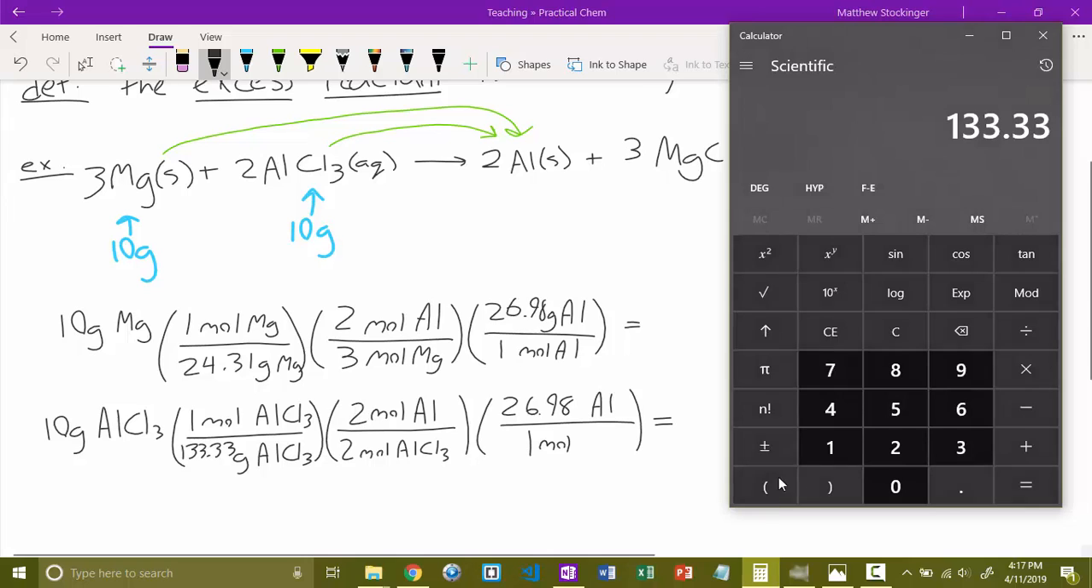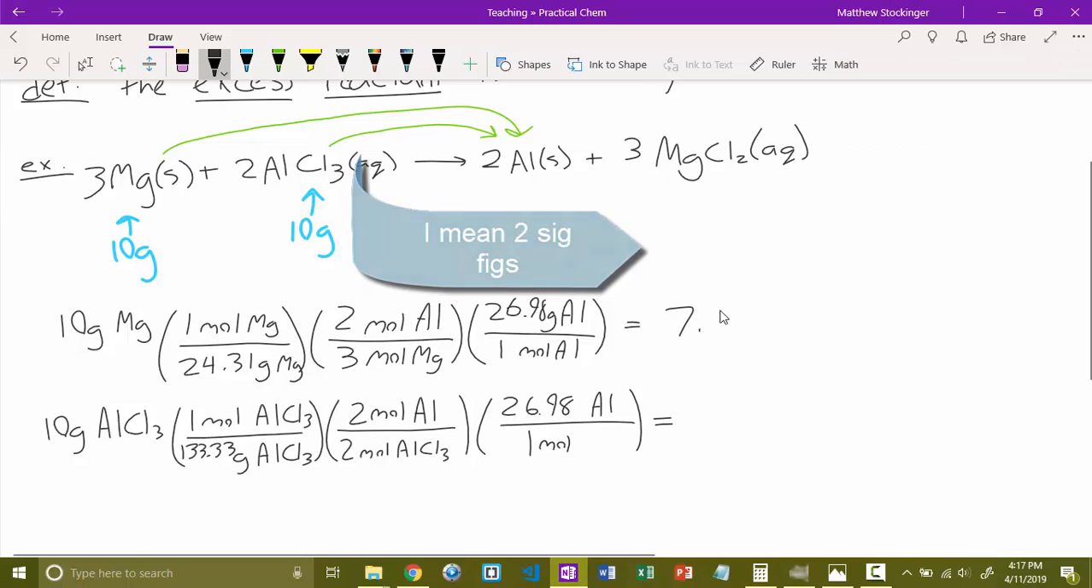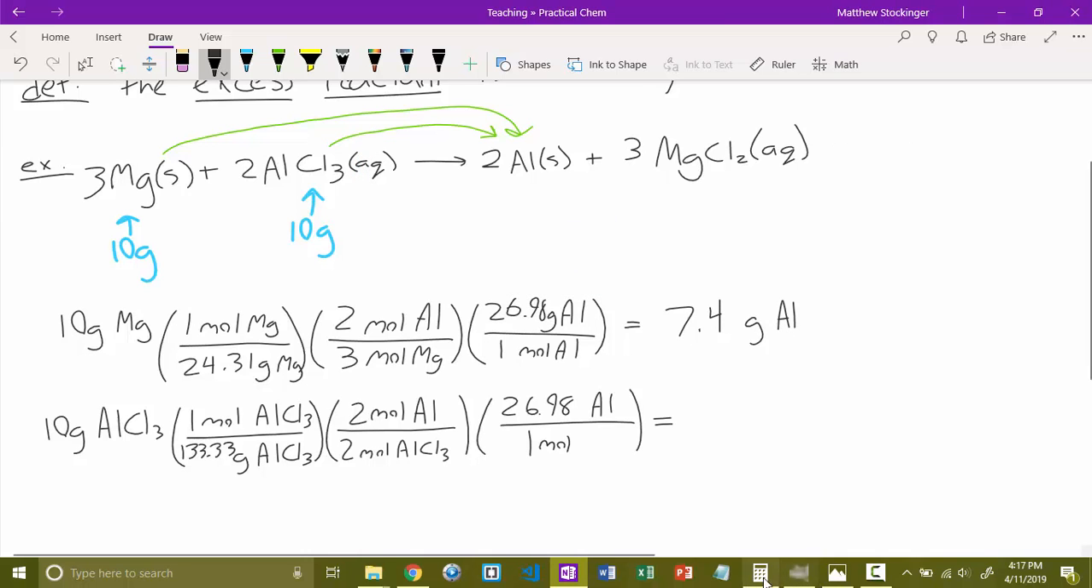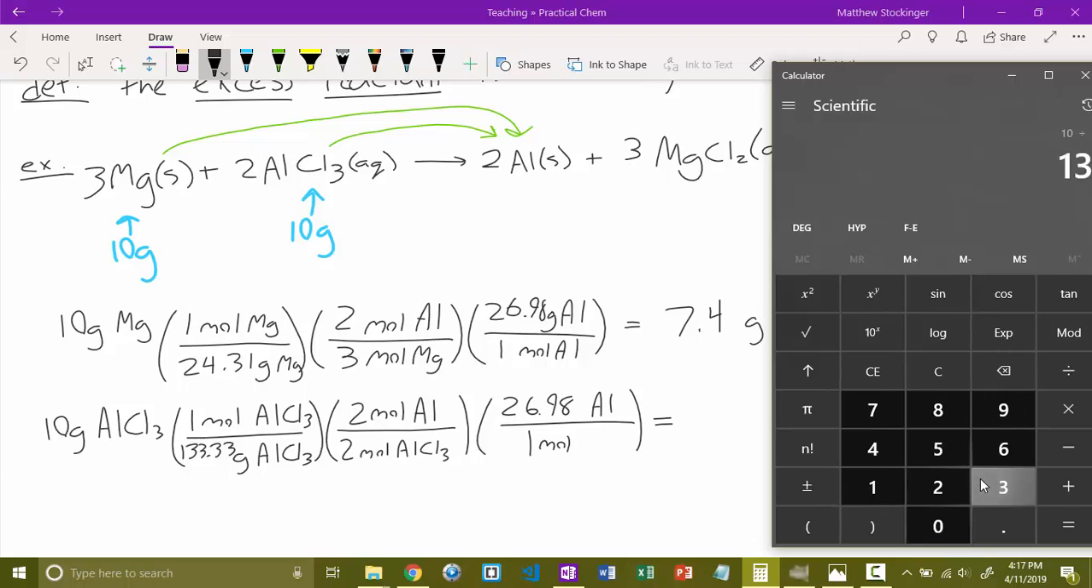So then I go ahead and I punch these into my calculator. First one is 10 divided by 24.31 times 2 divided by 3 times 26.98, and that one equals 7.39. I'm going to round that off to 2 decimals and just say 7.4 grams of aluminum. Then I will do the one on the bottom. We start with a 10. Going to divide by 133.33 times 2 divided by 2. That does nothing, so I'm going to skip that because multiplying by 2 and dividing by 2 are opposites, so that'll cancel. So I'm just going to multiply by 26.98 equals 2.0 grams.